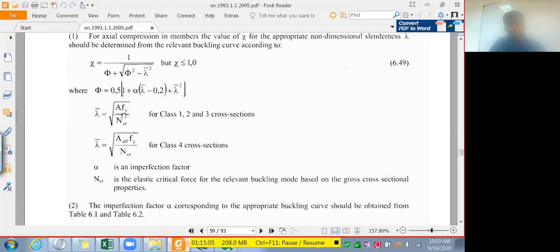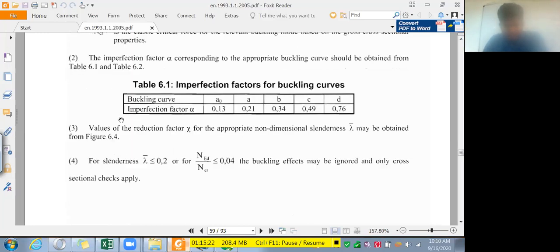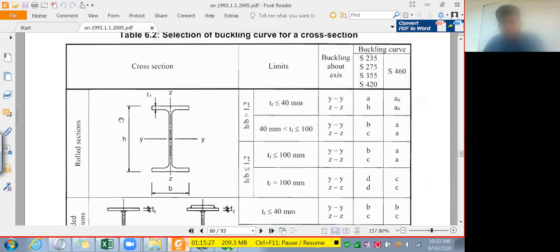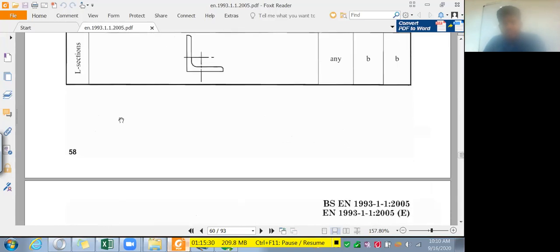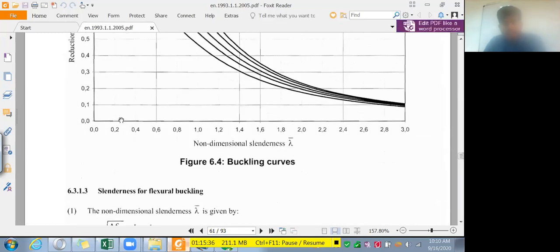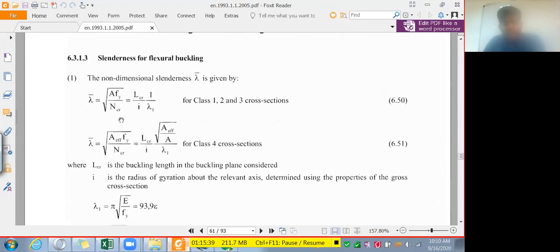So if you look here, we know A, we know fy, we don't know NCR. What is NCR? NCR is the critical axial load. Actually, the critical buckling load, you know how to obtain it. And we can see that there are different curves, and this curve can also be used to obtain these a, b, c, d values. This is for flexural buckling.